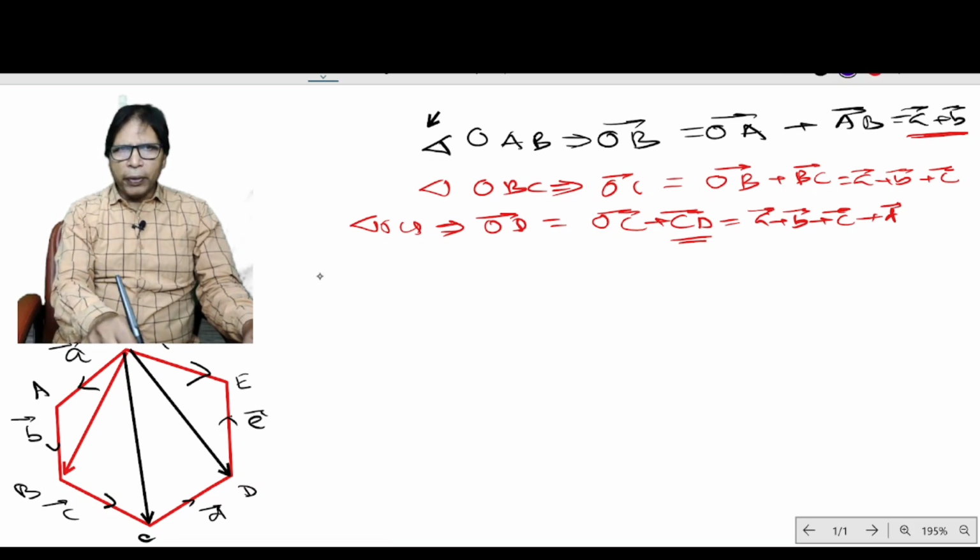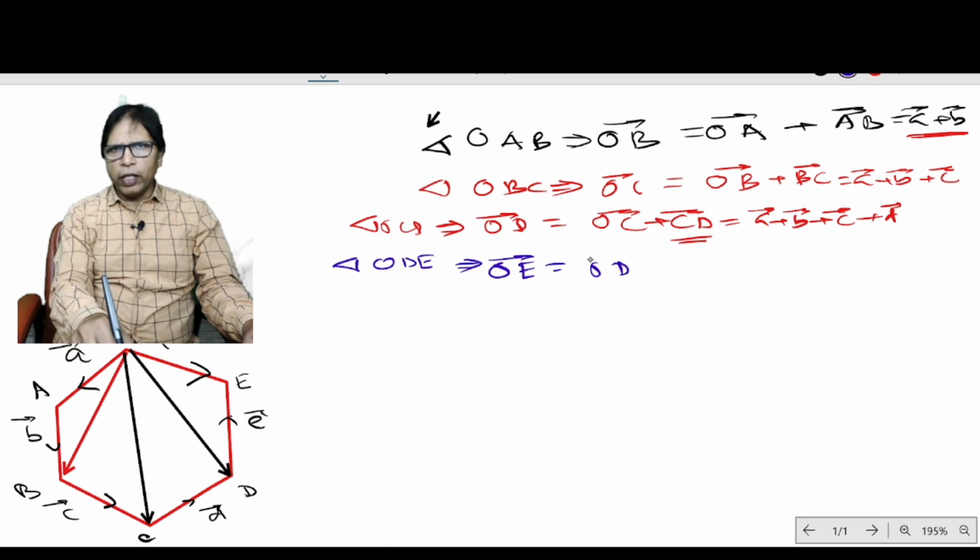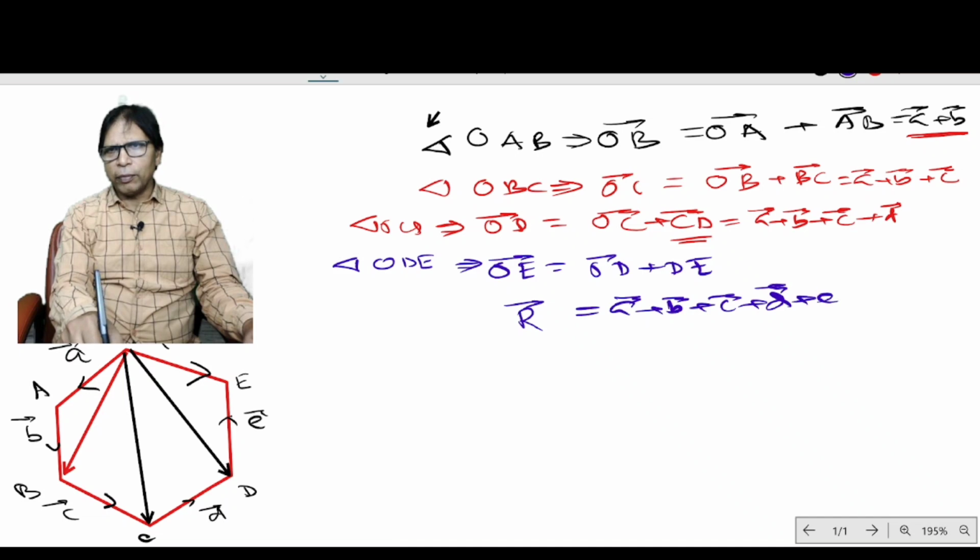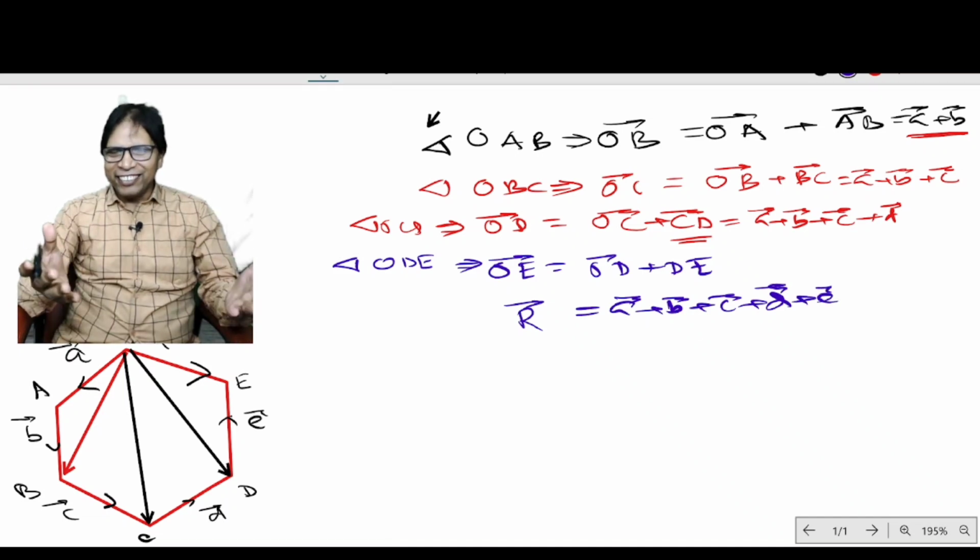Now look at this, from triangle ODE. Here the resultant OE vector is equal to the OD vector plus the E vector. Now the OE vector is the R vector, and the OD vector is the A vector plus B vector plus C vector plus D vector, so R equals A plus B plus C plus D plus E vector. Okay, understood?